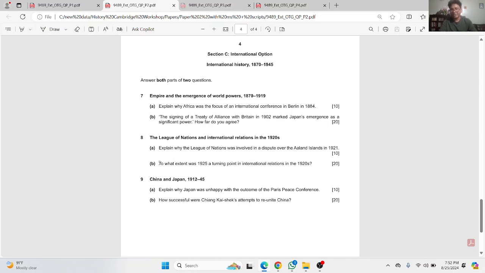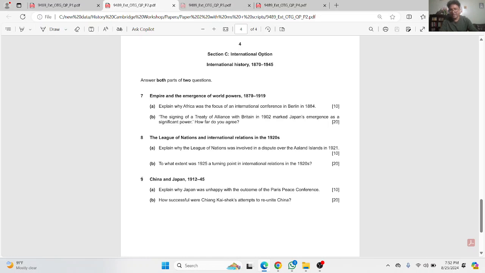Then we have part B. This is again a question that required the candidate to show the skills of comparison. To what extent was 1925 a turning point in international relations in the 1920s? So this again carries 20 marks. The next one is about China and Japan, 1912 to 45. Again, we have part A and part B.